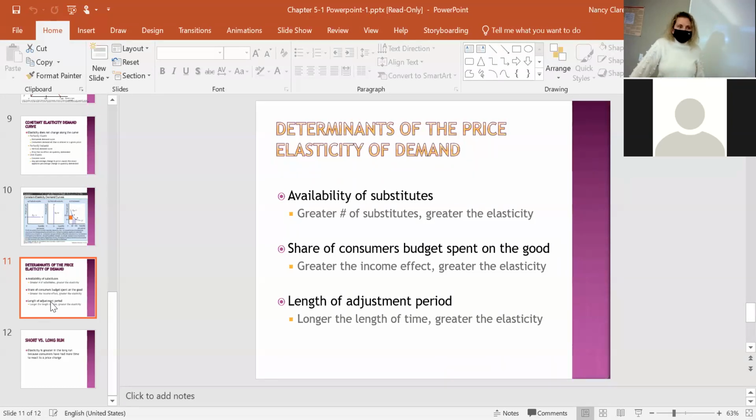And the last big thing that we find that is a determinant of elasticity is the length of time you have to make adjustments.